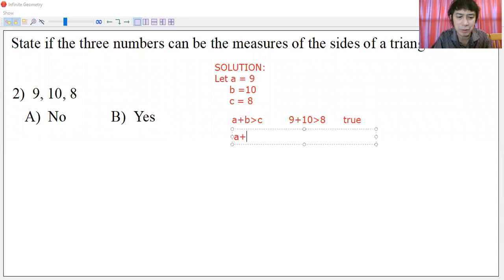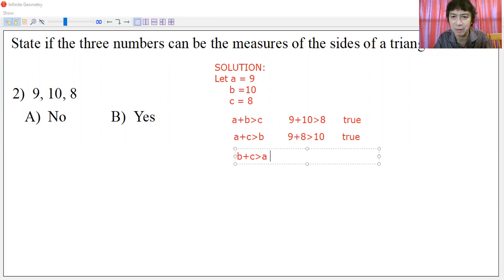Okay, next. Let's say we have A plus C. Will that be greater than B? 9 and 8. 9 plus 8, will that be greater than 10? That's 17 greater than 10. Okay, that's true. Next, is B plus C greater than A? That is 10 plus 8. Will that be greater than our 9? That's 18 greater than 9. That's true.